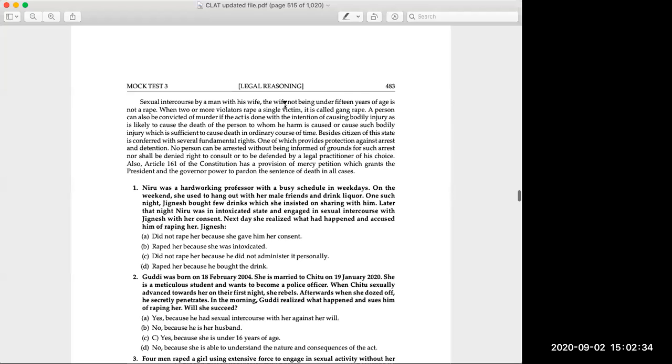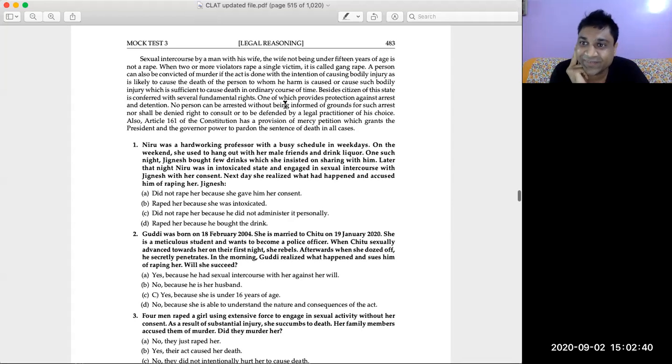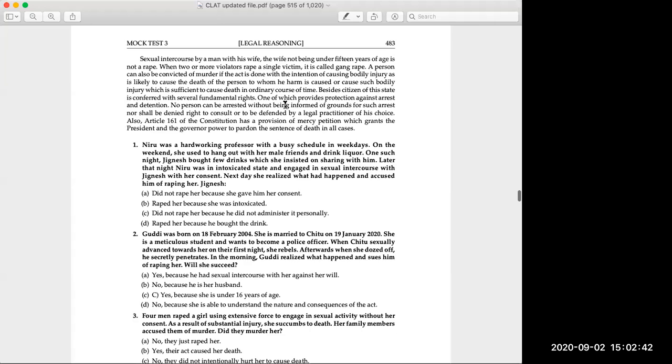Because in that case the girls had consented. The girl willingly intoxicated herself, she got drunk with the guys, and then one of the guys raped the girl, and in the end the girl won the case. It was said that no means no, so it doesn't apply over here because she was willingly intoxicated.